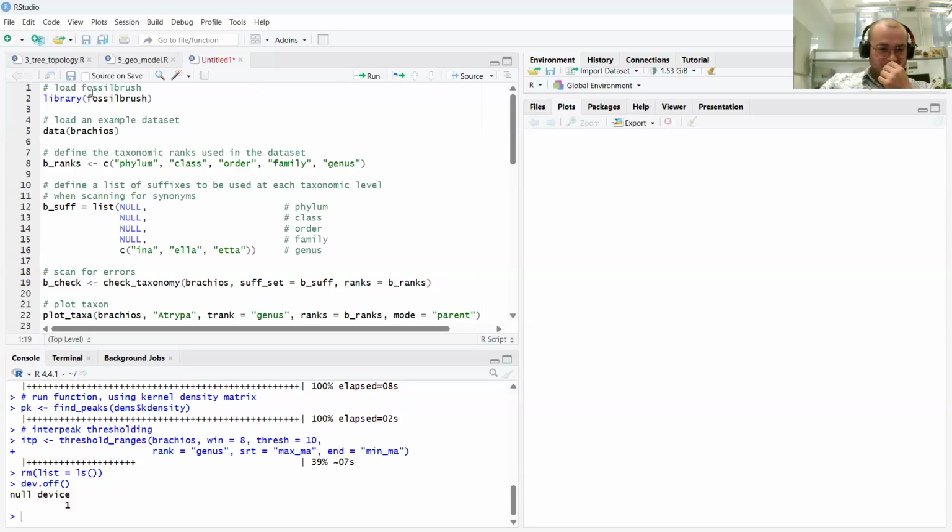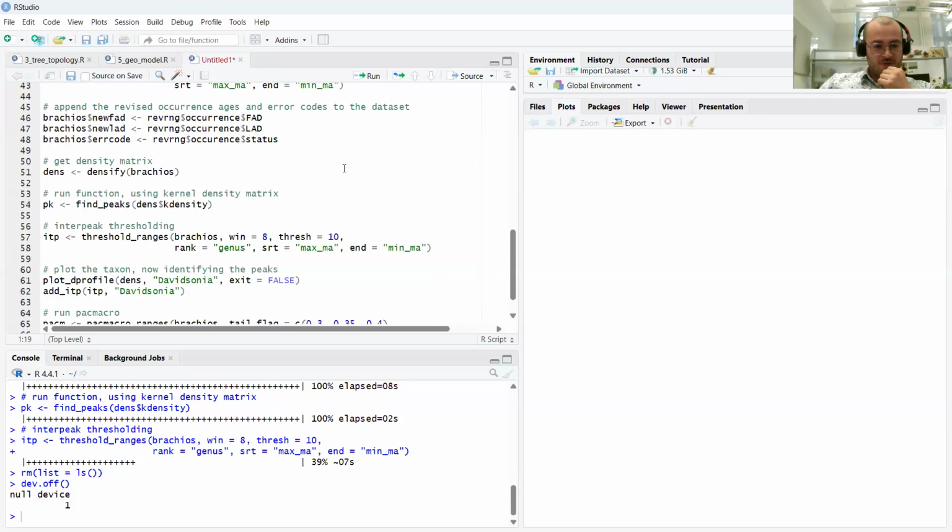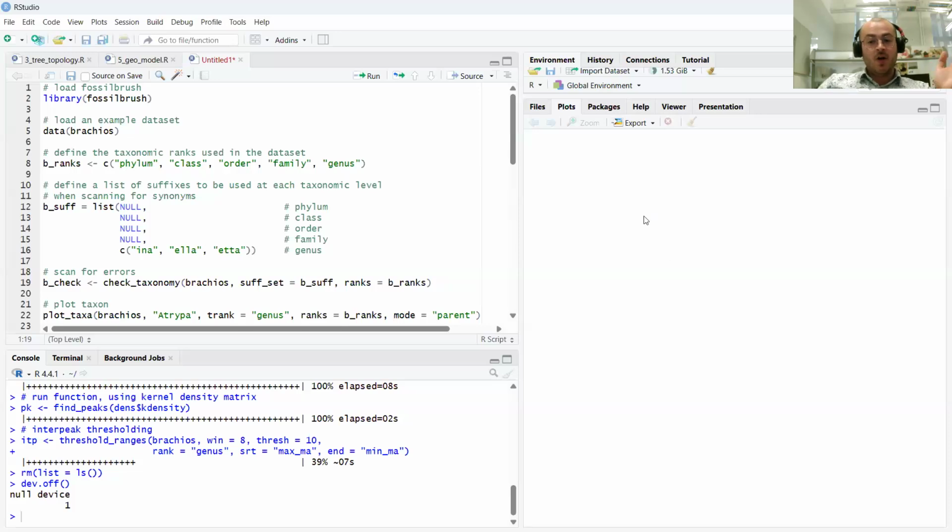So just a little script here. These are basically all taken from the package examples, so what you see is what you get. There is also a vignette available through fossilbrush if you want some slightly more detailed case uses and some more of the caveats of what fossilbrush does.